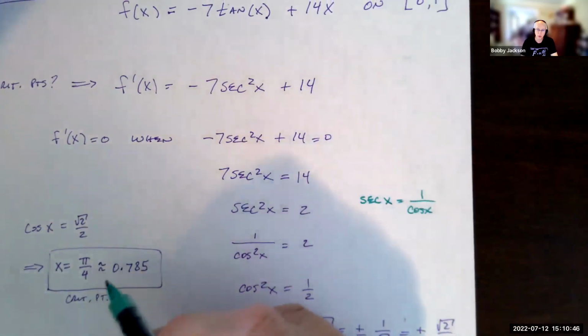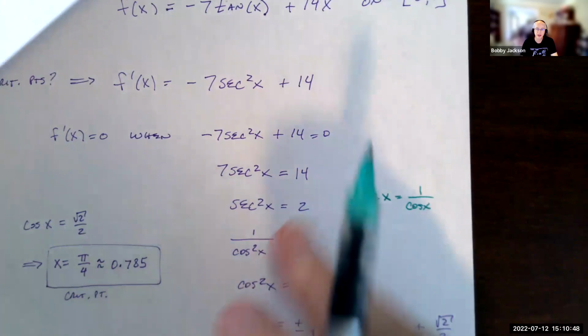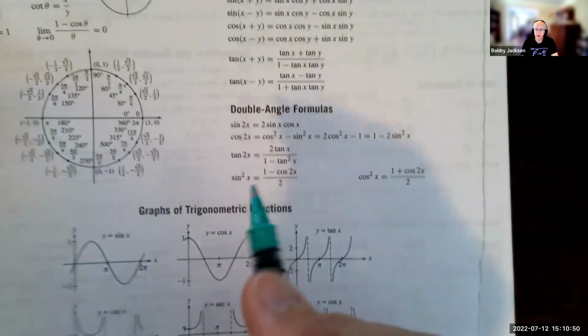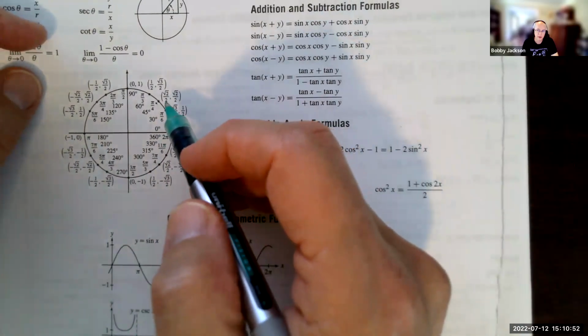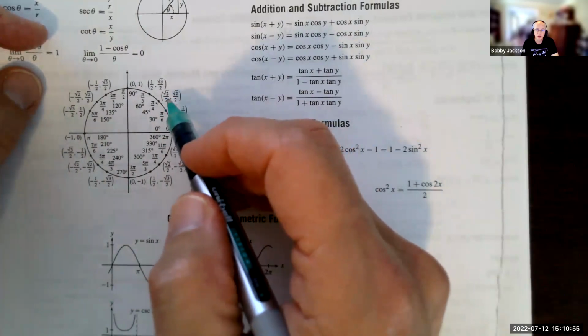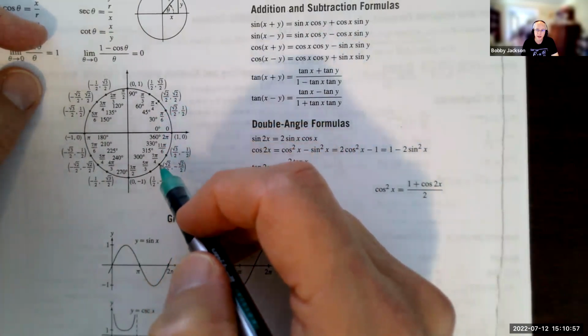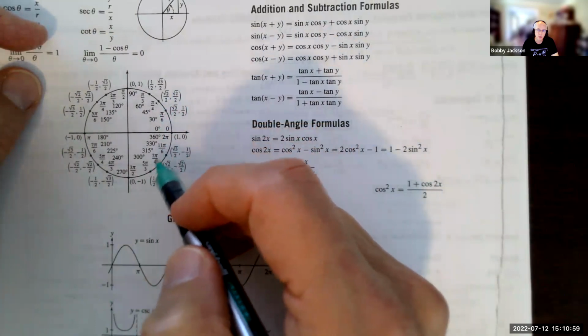So this is a critical point on that interval. And that's actually the only one. The only other, there are infinite number of values where the cosine is square root of 2 over 2. It occurs down here at 7 pi over 4, but that's more than 1.